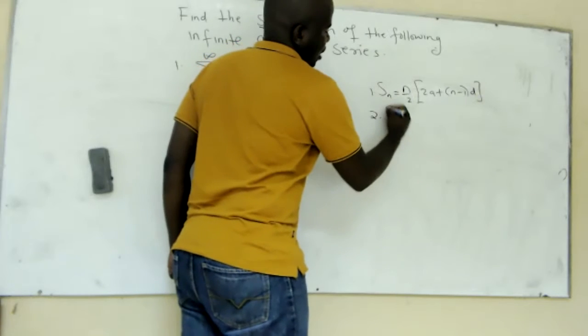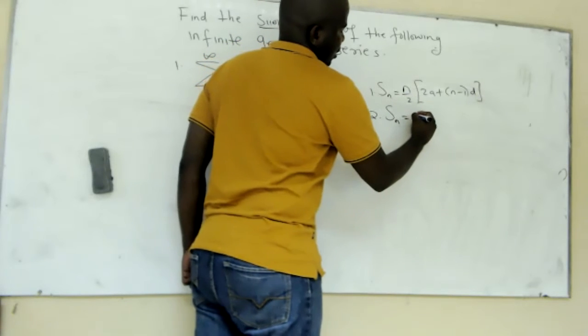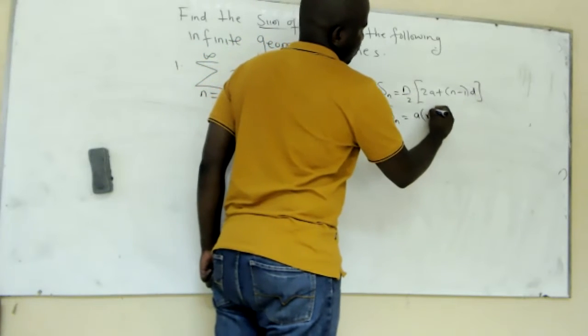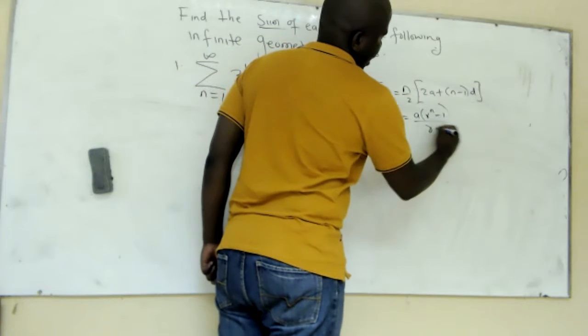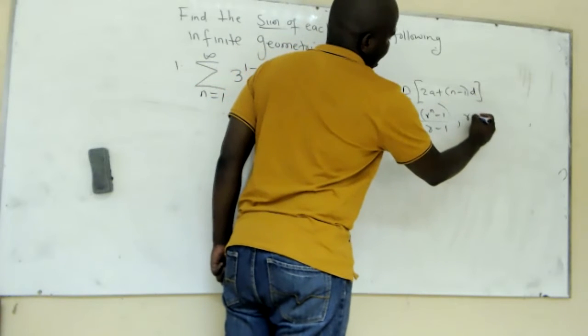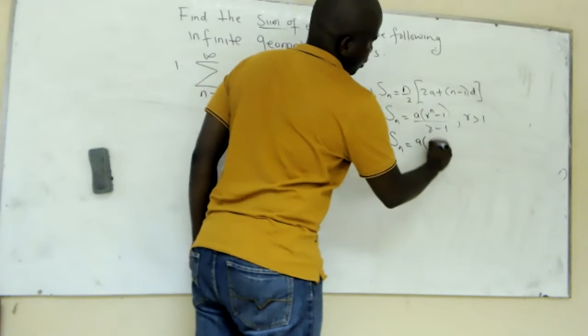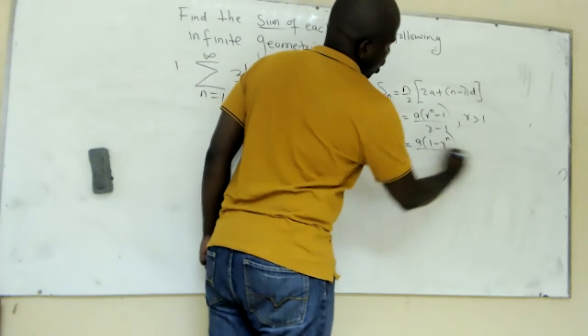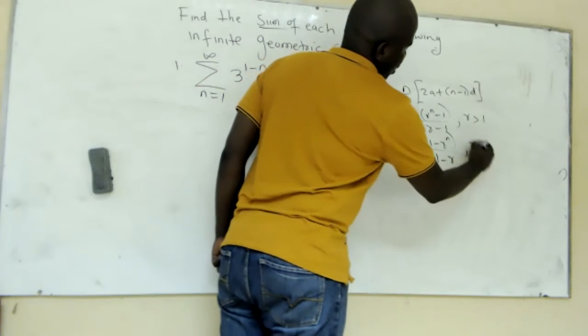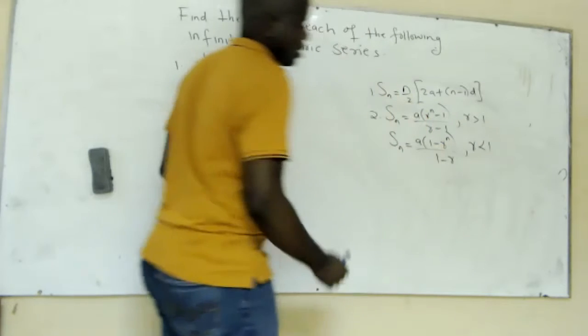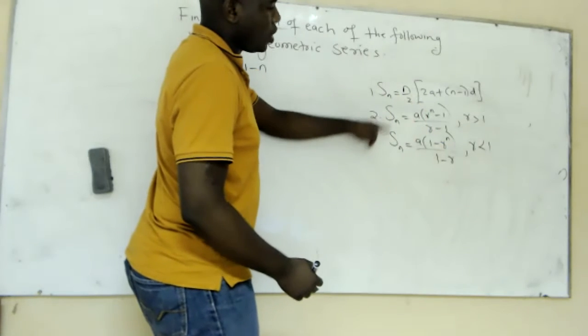And then the second formula comes from geometric series, which is given by a into r to the power of n minus 1 divided by r minus 1. This we use when r is greater than 1. And then the other one is Sn equals a into 1 minus r to the power of n, all divided by 1 minus r, where r must be what? Less than 1. Do you see the difference between the two formulas?